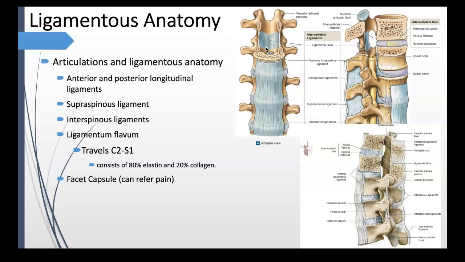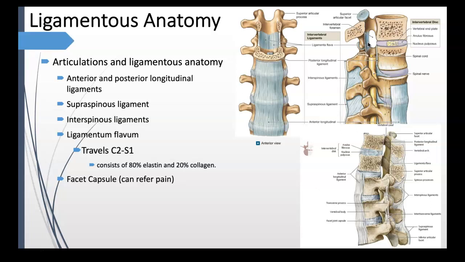That ligamentum flavum travels from C2, so it doesn't start at the base of the occiput. And the reality is, remember, the C1 vertebrae really has a deep connection to the occiput, and so the ligamentum flavum can't quite live there. But as we move from C2 all the way down to S1, we can see that the ligamentum flavum is certainly intact. So as we take a deeper look at the ligamentum flavum, remember that it is going to connect the lamina of one vertebrae to the lamina of another.